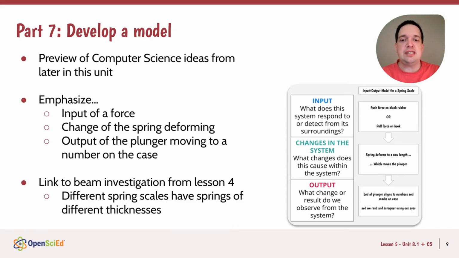I definitely link this to the beam investigation for lesson 4. So, for example, in that investigation, we saw that beams of different thicknesses deform different amounts. And the same thing with the spring scales. You have spring scales of different strengths, and the ones that can measure stronger forces have a thicker wire that makes up the spring, and that deforms less as we pull on it than a spring scale that uses a thinner wire. And they'll end up seeing that.